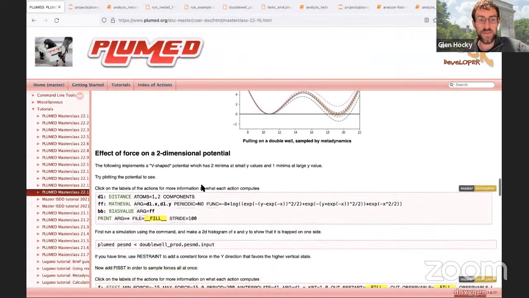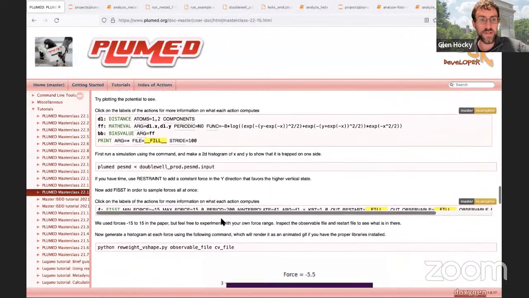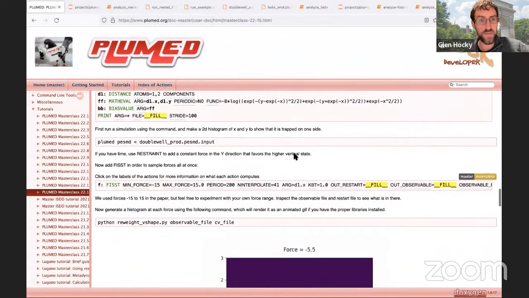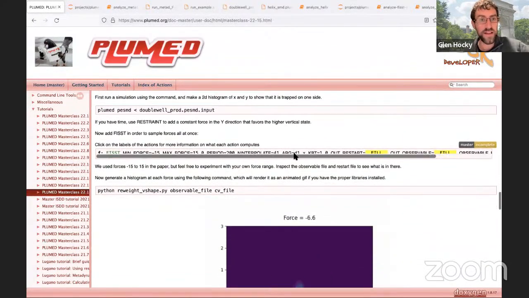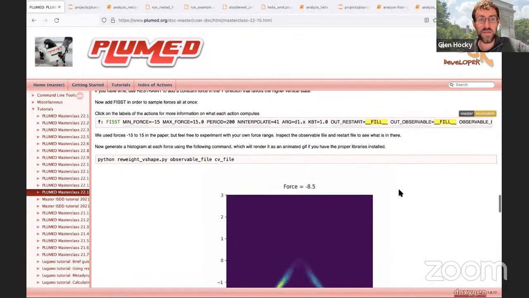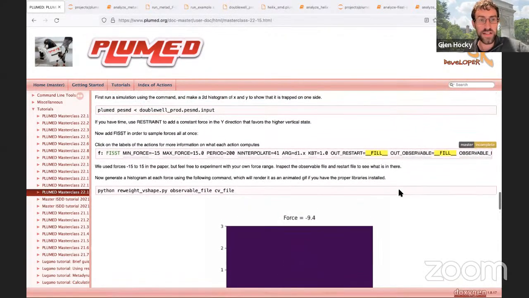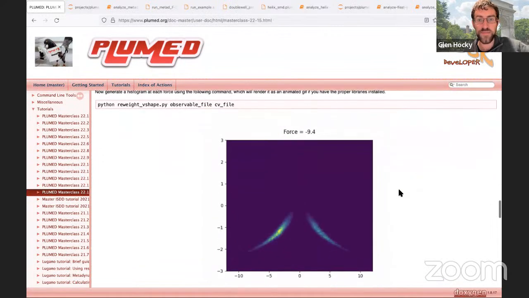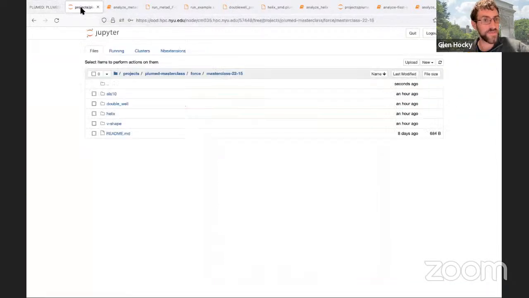The next example in the masterclass is a two-dimensional potential, which is implemented here, that we made up for our previous paper. The goal was to use FIST to sample from negative to positive forces. I didn't have to do much for this one, actually, just test it out and use this reweighting script to get the following results. I want to show you what's going on in those files.